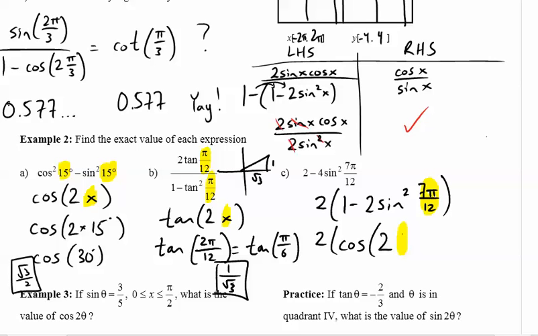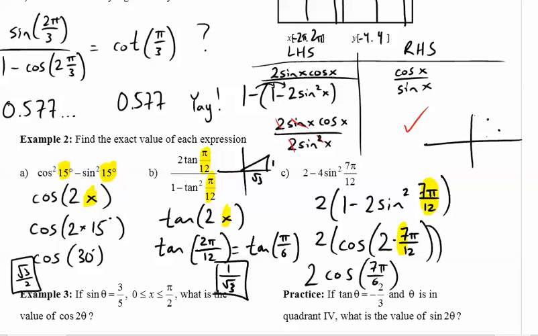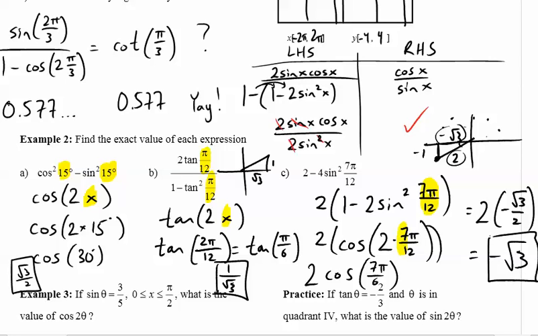So this is cosine of 2 times 7 pi over 12, which is cosine of 7 pi over 6. So where is that? 1, 2, 3, 4, 5, 6, 7. That's down here. It's my 1, 2, 3 triangle. 1, 2, root 3. Cosine is adjacent over hypotenuse, so negative root 3 over 2. So this is 2 times negative root 3 over 2, which is negative root 3. Oh. This is, again, one of the hardest questions from your upcoming test. So, getting this, you're on a roll.